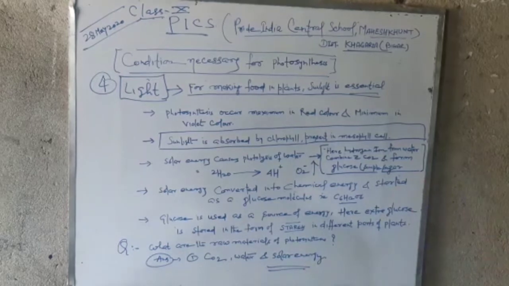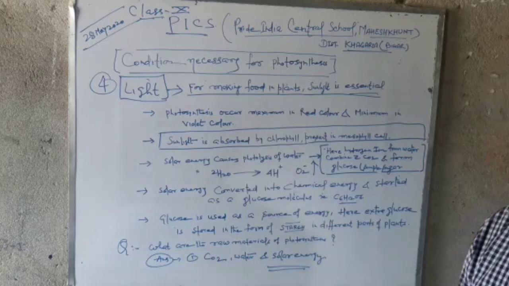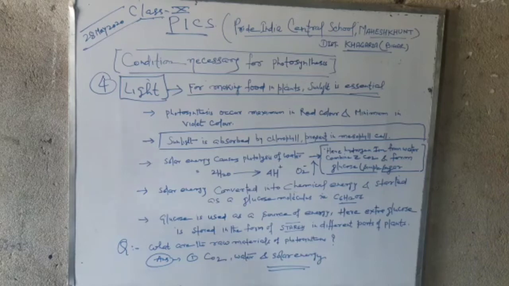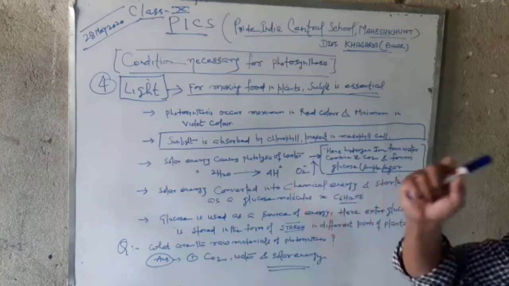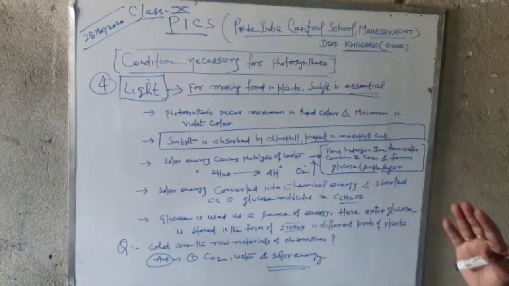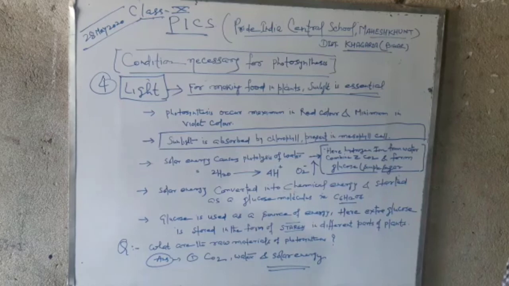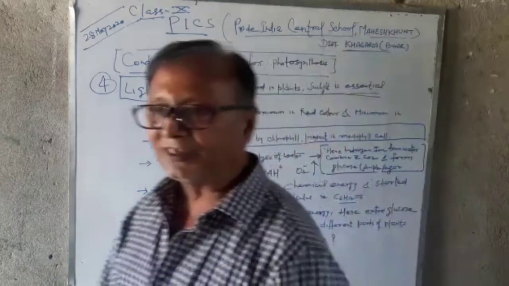In sunlight, the colors are called VIBGYOR: violet, indigo, blue, green, yellow, orange, red. So photosynthesis occurs maximum in the red color and minimum in the violet color. Second, the sunlight is absorbed by the chlorophyll present in the mesophyll cells of the leaves.